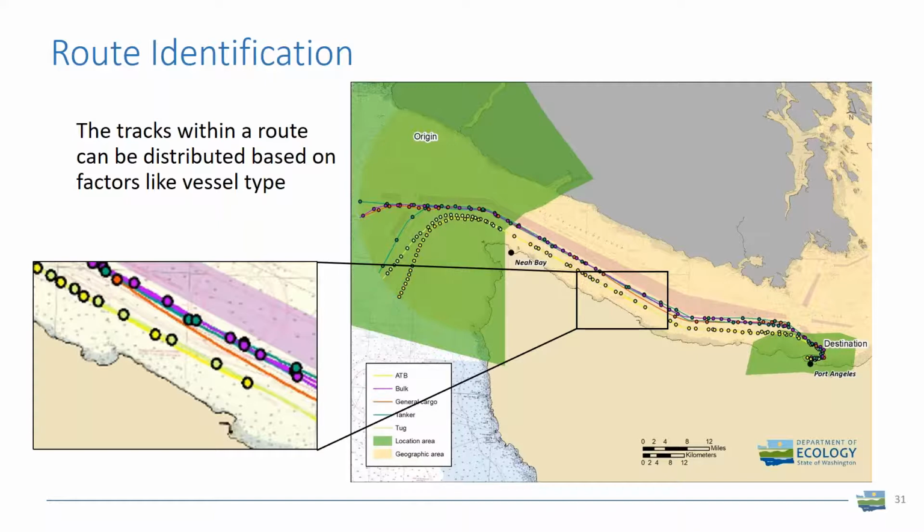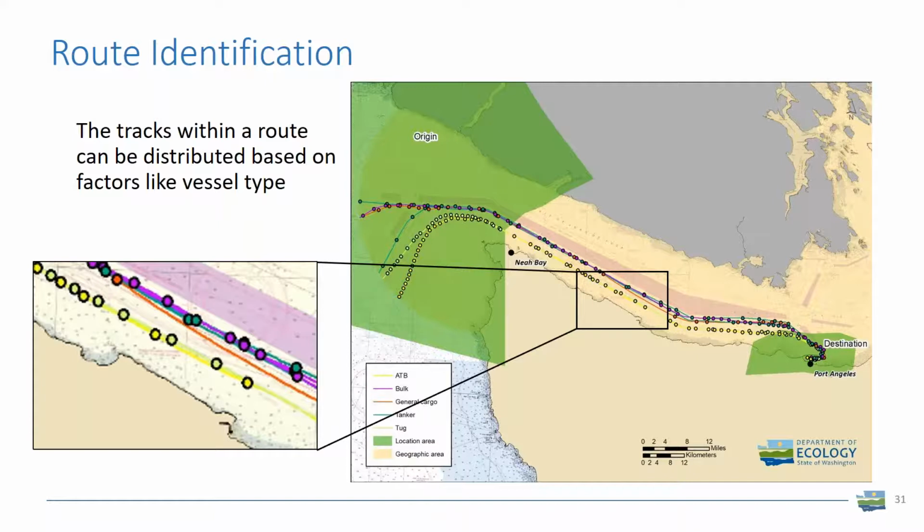If this trend were to hold after looking at additional tug and ATB tracks along this route, that would mean vessel type would be a factor in track selection on voyages from sea to Port Angeles. Vessel type is one factor that we'll be using to examine variation in track selection, but there are other factors like weather or visibility that we expect to examine as well.